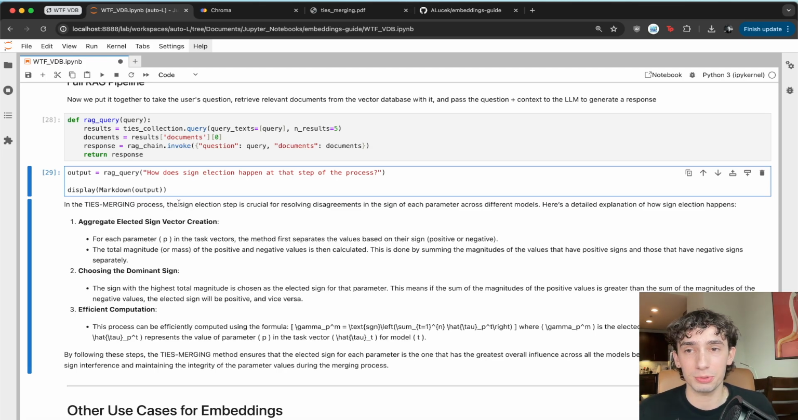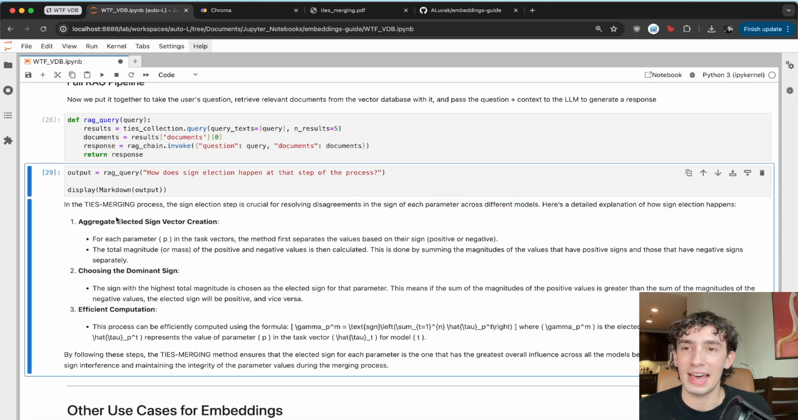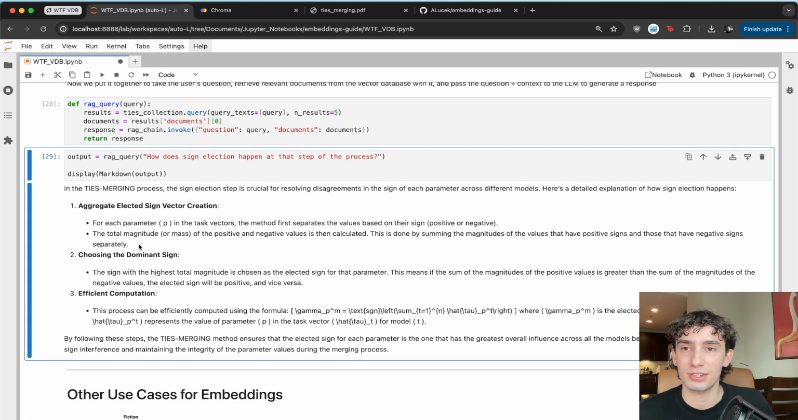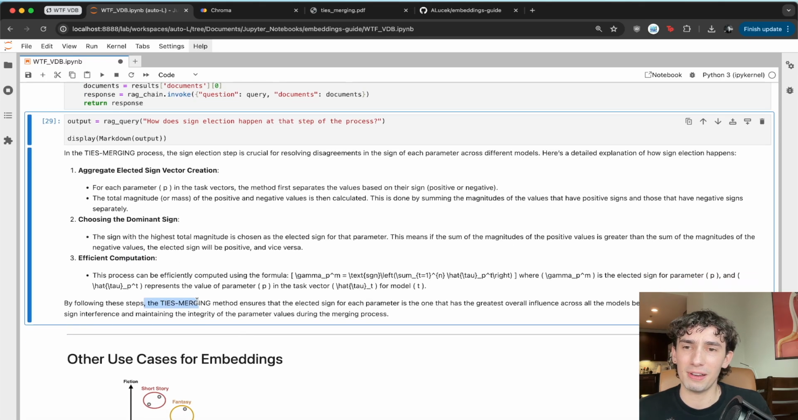So in the TIES merging process, sign election step is crucial for resolving disagreements in signs, aggregated elected sign vector creation, choosing the dominant sign, efficient computation. And then by following these steps, you can ensure that the elected sign for each parameter is the one that has the greatest overall influence.